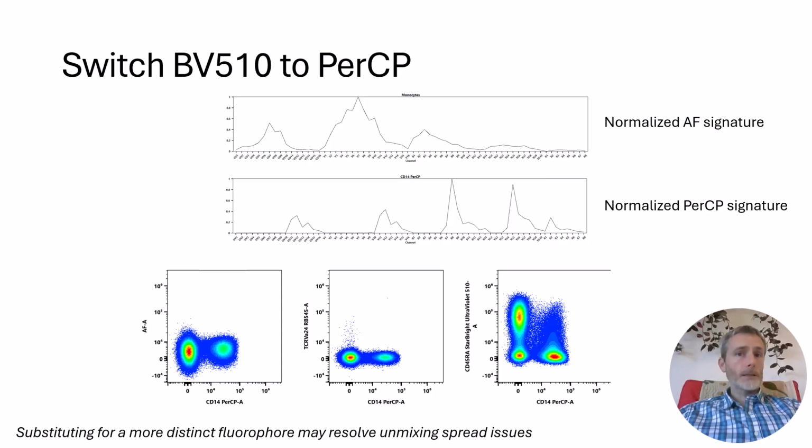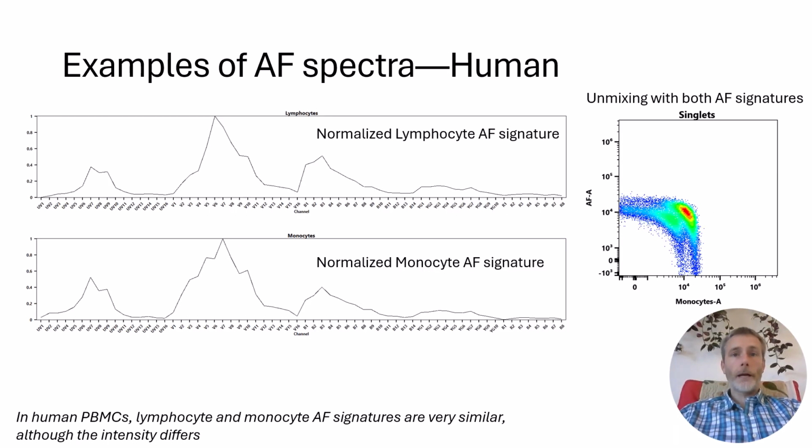By changing the panel design slightly, we can resolve this issue. In this case, switching CD14 from BB510 to a spectrally distinct PerCP allows for better unmixing of the CD14 from the autofluorescence. In order to design your panel, then, you need to know what the autofluorescence will look like. Here are some examples of autofluorescence signatures taken from a 5-laser Cytek Aurora. With human PBMCs, while monocytes are more autofluorescent than lymphocytes, the signatures are actually very similar in profile and cannot be unmixed adequately. As we see in this example on the right, trying to extract the two simultaneously just creates a bunch of unmixing spread.